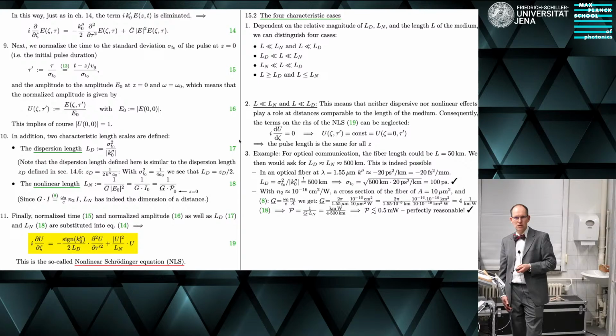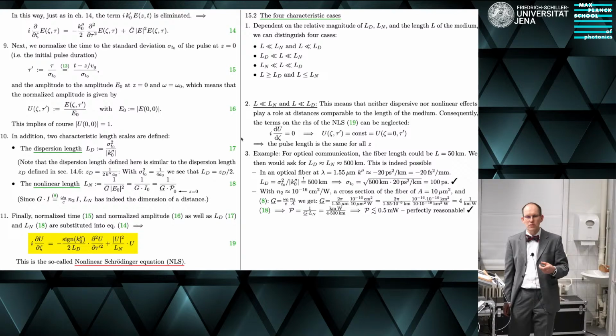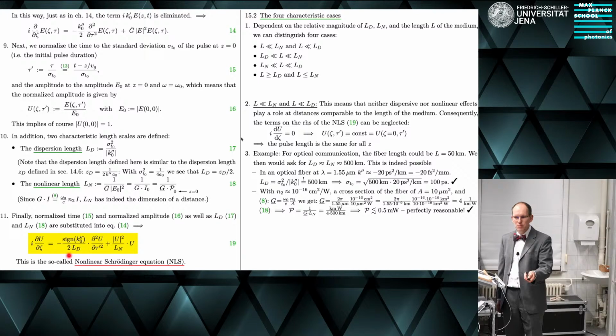So now, if we have an optical fiber and we take the telecommunication wavelength of 1.55 micrometers, then at this wavelength the second order dispersion would be minus 20 femtoseconds squared per millimeter. So you see, we want to keep this dispersion length positive. Therefore, by definition, the dispersion length is supposed to be positive. And in order to allow, nevertheless, this first term to change its sign, there's this signum function, which returns minus 1 if k double prime is negative, and plus 1 if k double prime is positive. And here it is actually indeed negative.